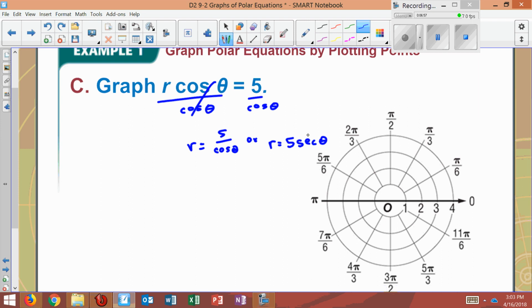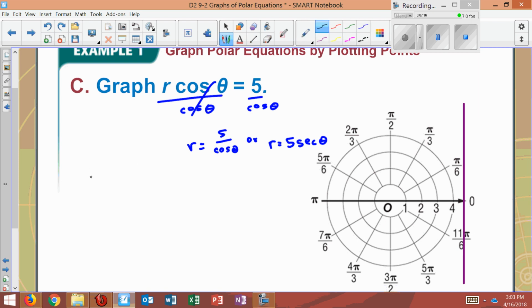Now this, in the calculator, if we graph it, is a straight line. And I'll show you why it is. Since it's cosine or secant, it's going either right or left. Since it's positive, it'll be right. So it'll be a straight line 5 units to the right. That's how this graph would look.